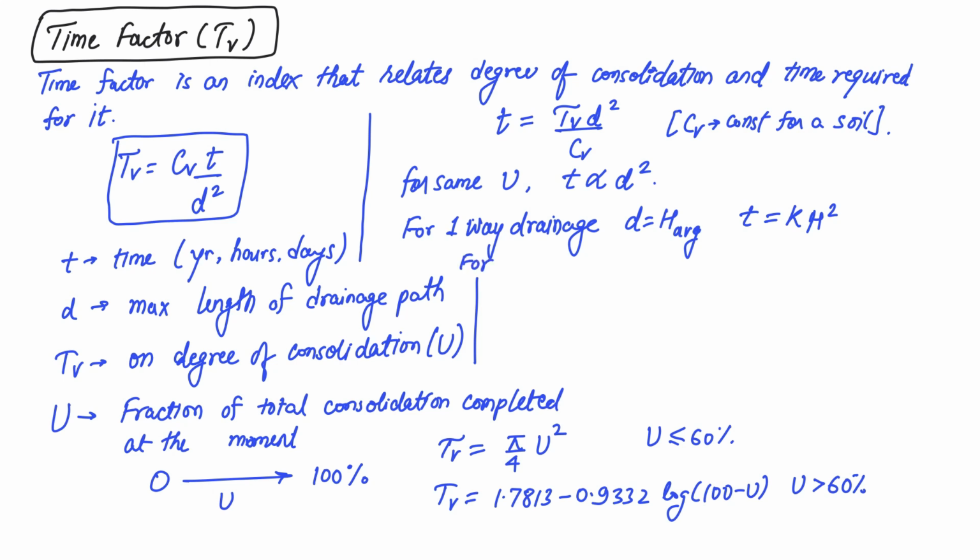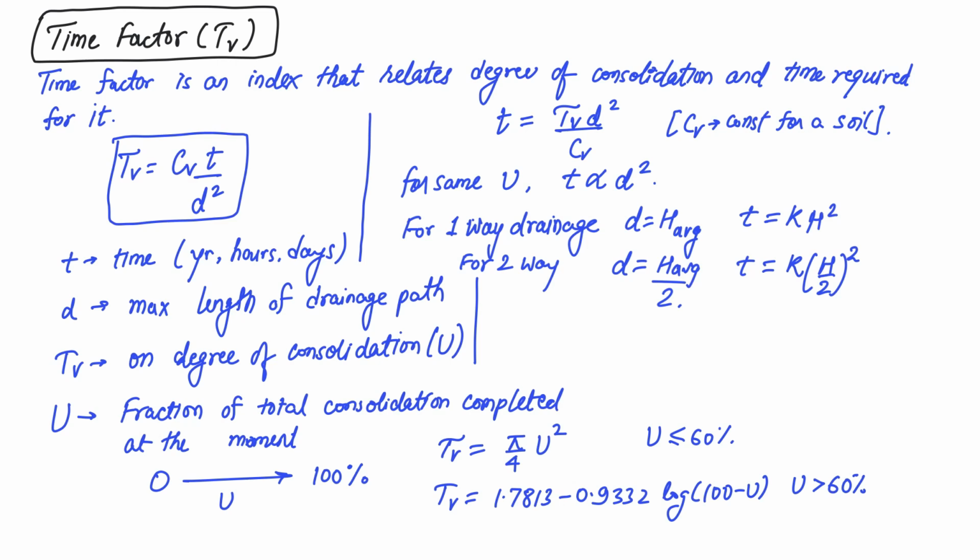But if I am talking about a two-way drainage, then for two-way drainage, you already know that the maximum length of the drainage path is given as H by 2. In that particular case, you can say that the time required for the same degree of consolidation will be given by k into (H by 2) square, where k is a constant. Why constant? Because the value of TV will be constant for the same degree of consolidation, and the value of CV is constant for the same soil.